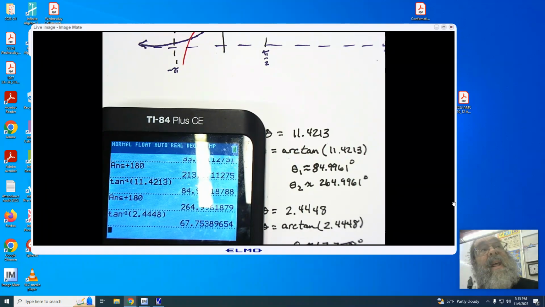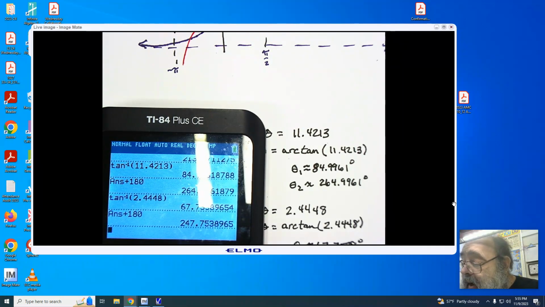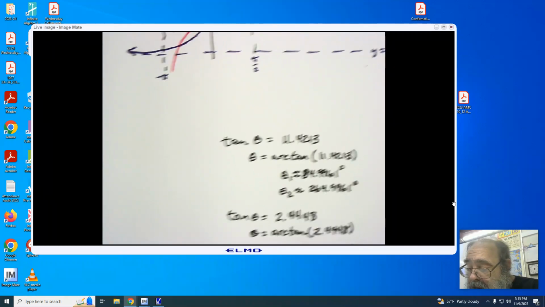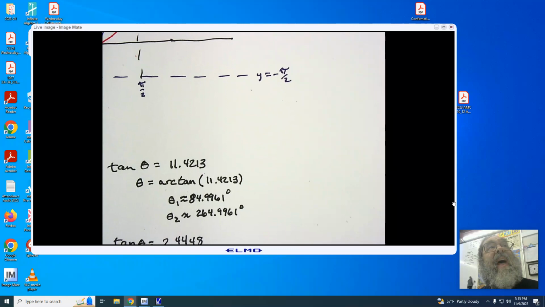To find the second angle, we add 180 to it, and we get our second answer, theta 2, is approximately 247.7538 degrees. That's the way it works. Tangent with a positive is pretty straightforward. Let's take a look at tangent with a negative now.